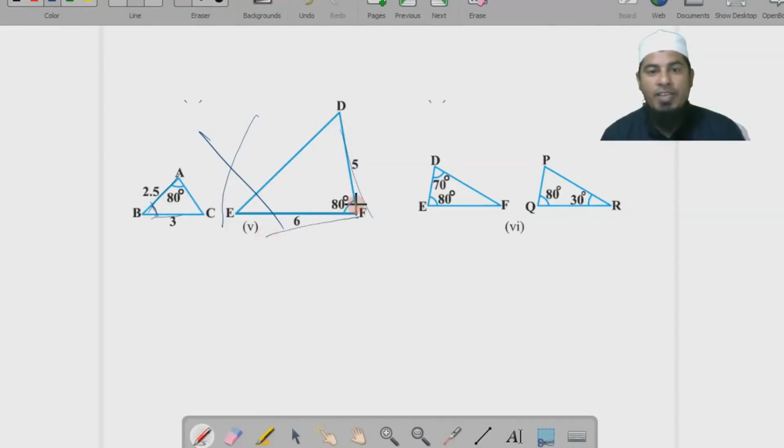As we got two sides here, the included angle is given as 80, but here this is not the included angle. The included angle is this one. So these two triangles are not similar.